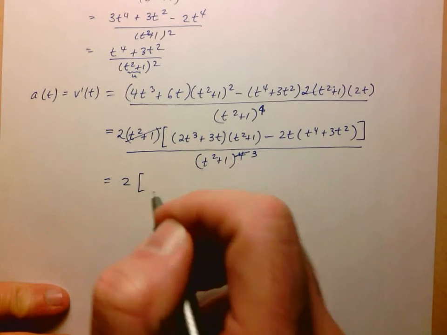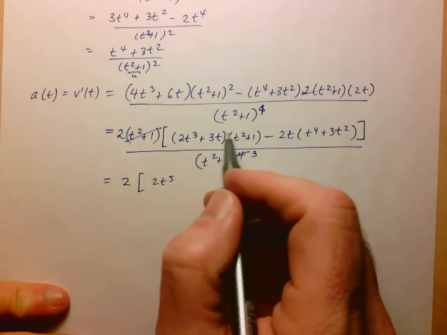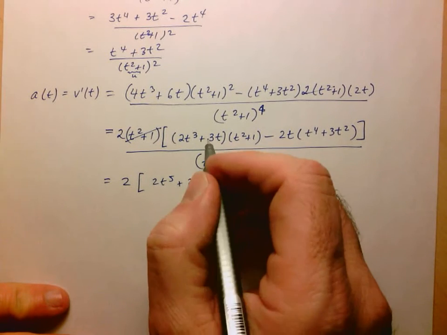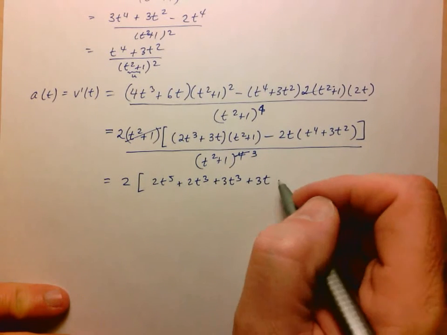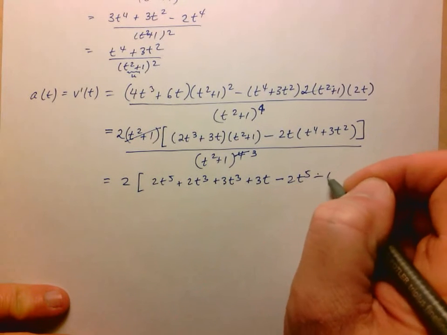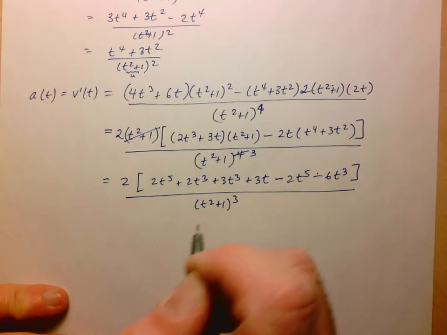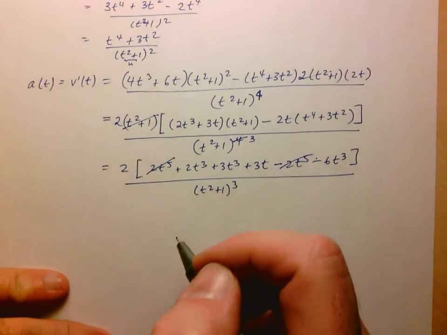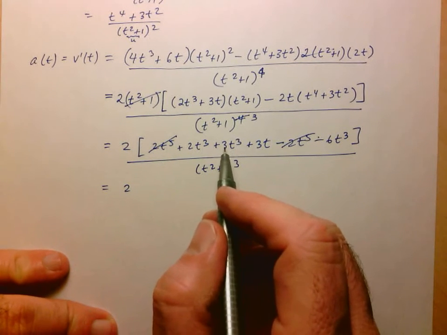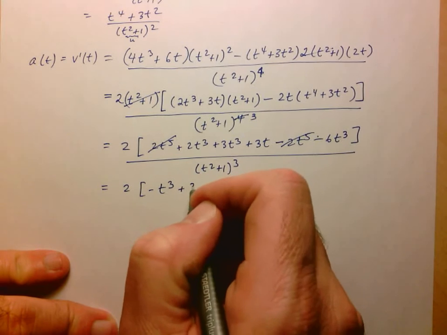So I got this 2 in front, so here I'm going to have to distribute this. So this is 2t to the 5th, plus 2t cubed, plus 3t cubed, plus 3t. And here I've got minus 2t to the 5th, so that's quite nice, and then minus 6t cubed. And don't forget here it's t squared plus 1 cubed now. That works out pretty nicely because the t to the 5ths cancel out. So here we're left with 2t cubed plus 3t cubed, that's 5t cubed, minus 6t cubed, so I'm left with negative t cubed, and the only thing left over is the plus 3t.